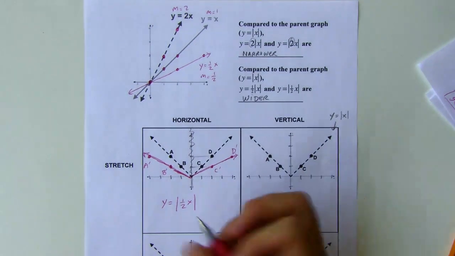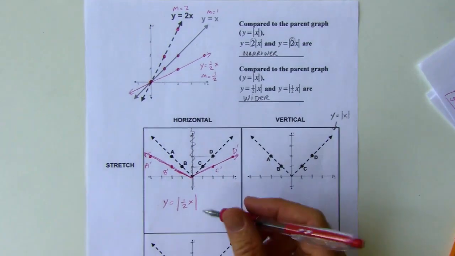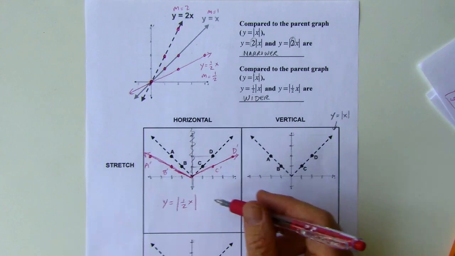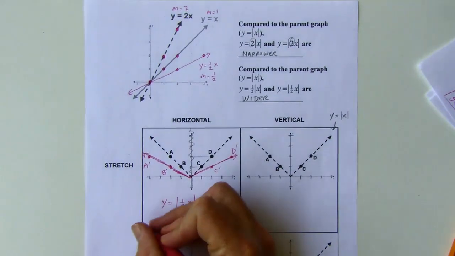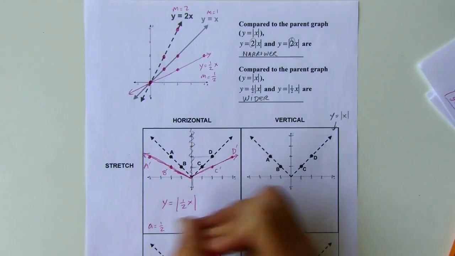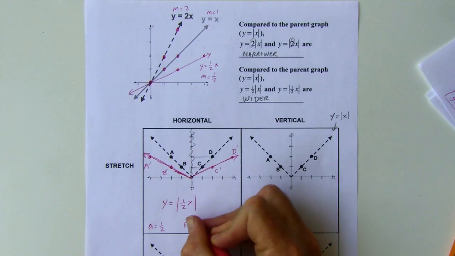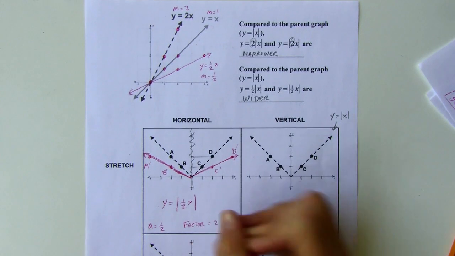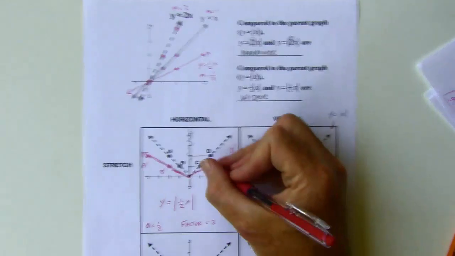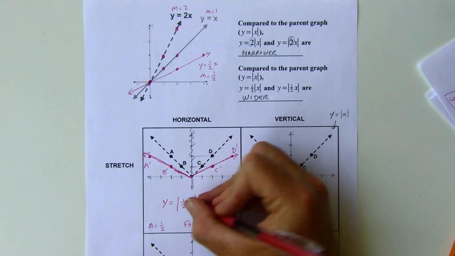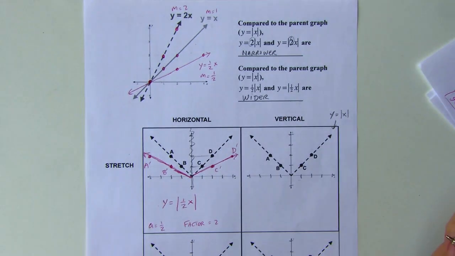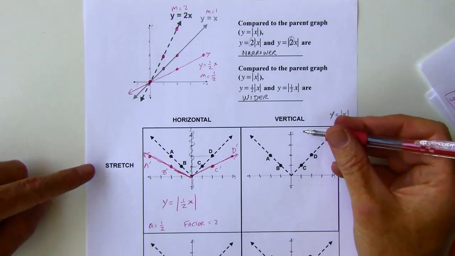And then the factor there, if you're asked for the factor, is actually 2 because it's doubled, but the a value is 1/2. So my a is 1/2. The factor is actually 2, okay? So that can be a little confusing, but the important thing is that you know how to graph these and know what equation relates to it, okay? All right, so let's look at a vertical stretch then, okay?